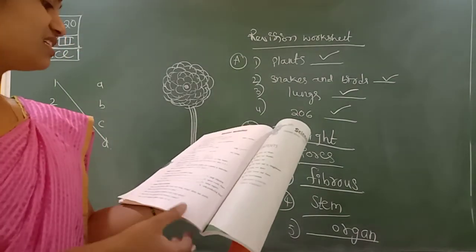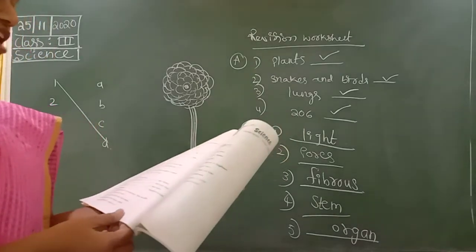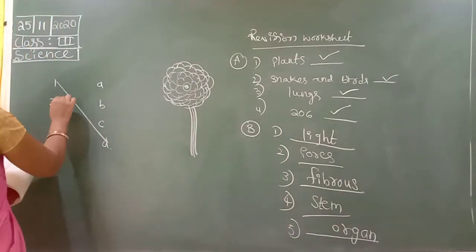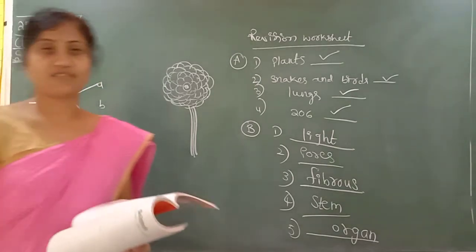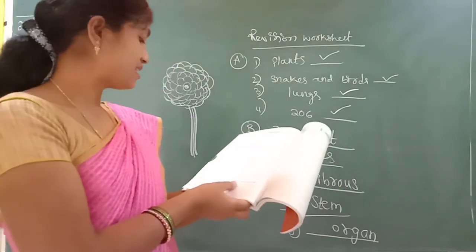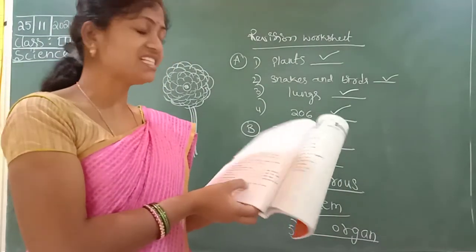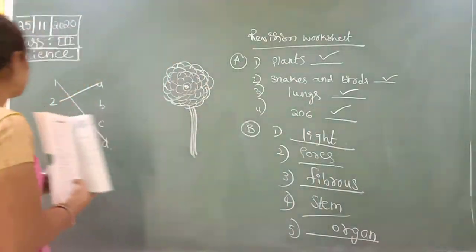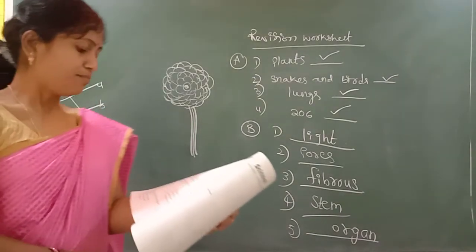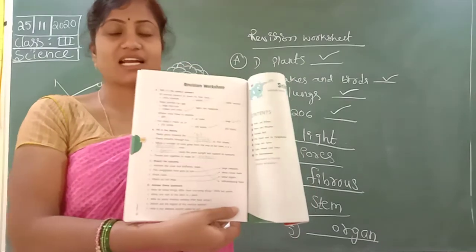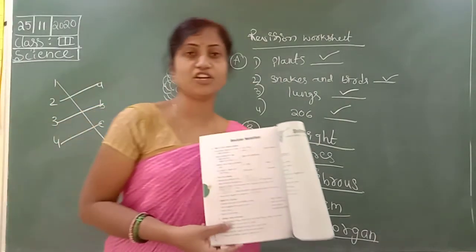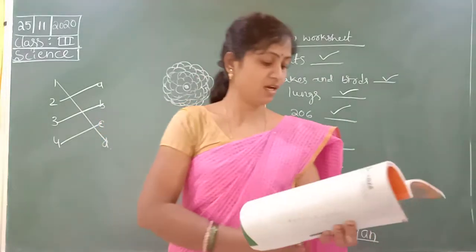The undigested food goes to the large intestine. Okay, large intestine. That is A. See here like this. Next, fruits have seeds inside them. B. Plants do not have sense organs. We know very well. Okay.